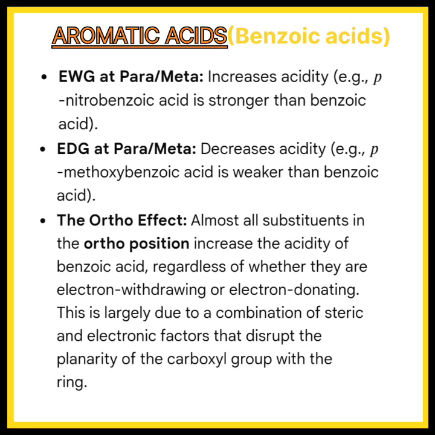In aromatic acids, an electron withdrawing group at para or meta position increases acidity. Example, para-nitrobenzoic acid is stronger than benzoic acid. Para-nitrobenzoic acid is a significantly stronger acid than plain benzoic acid because the nitro group is working hard to pull those electrons away. An electron donating group at para or meta position decreases acidity.